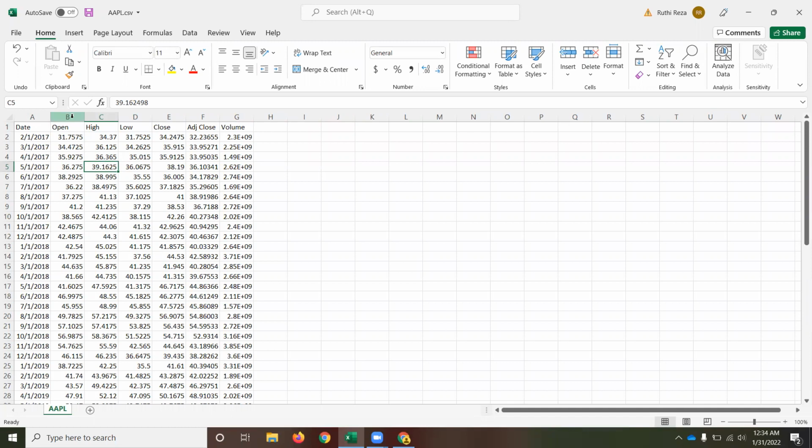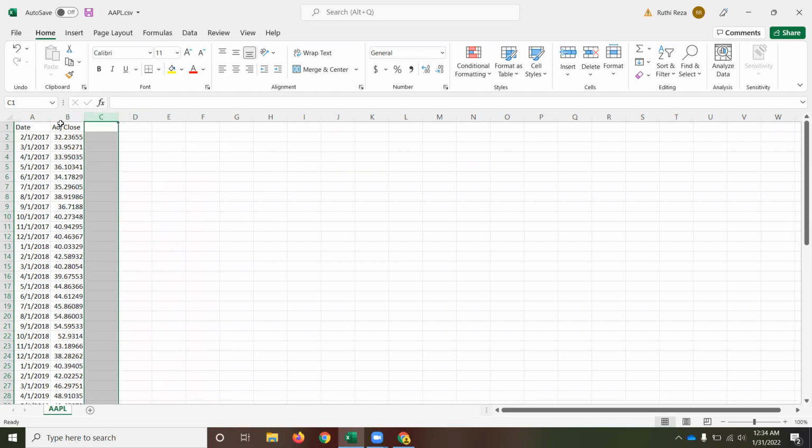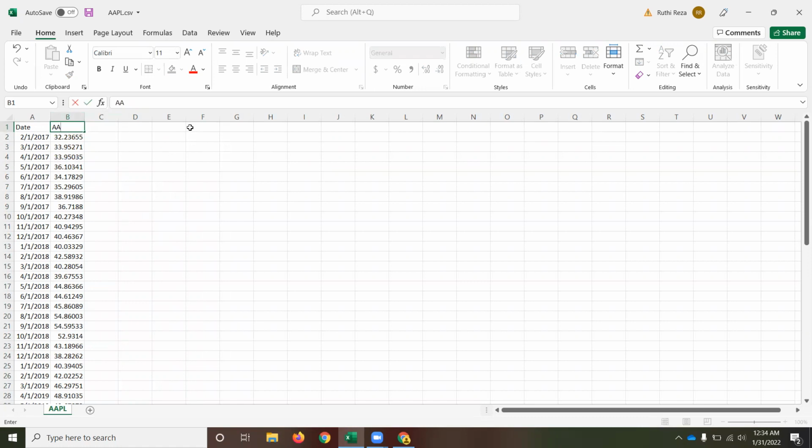Here, we are going to use the adjusted closing price for Apple Incorporation to calculate monthly return. So I'm deleting the other information we have here. And let us rename it. So it is AAPL.